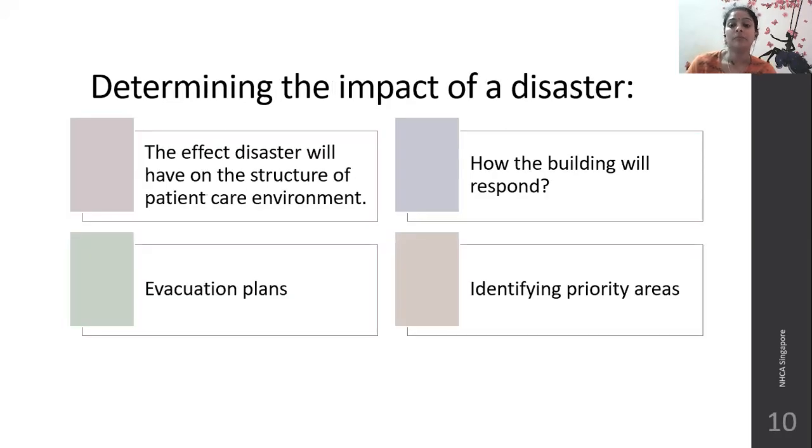So determining the impact of disaster, the effect the disaster will have on the structure of the patient care environment. Will it physically damage your hospital building? How the building will respond? Will the building shatter down or can it withstand the disaster?